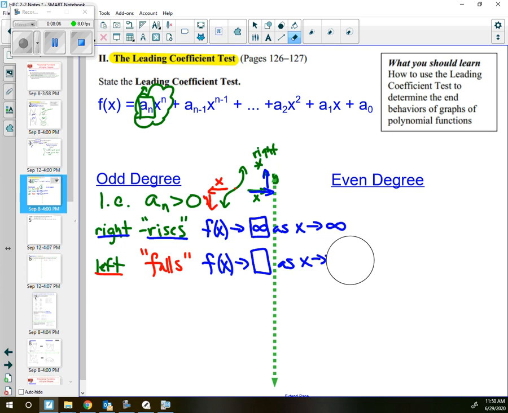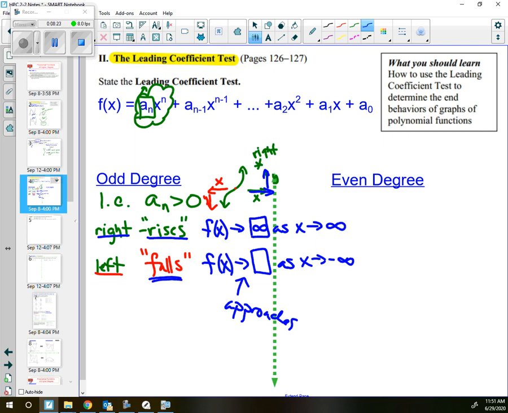So everything else is laid out, the format wise is the same. F of x approaches blank as x approaches negative infinity. So again, that arrow means the word approaches. So here's what we need to do then. We've got to fill in that blank. Well, what is it doing? It went down, remember? It fell. So it's approaching negative infinity then. So we're filling in that other box.